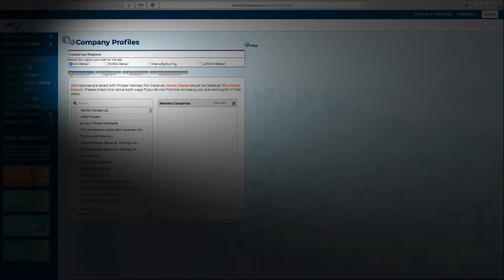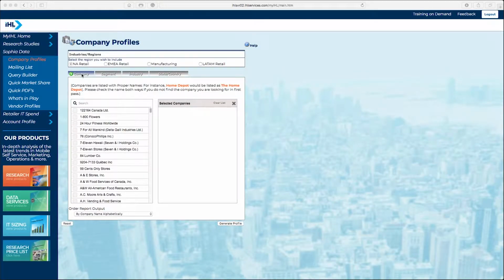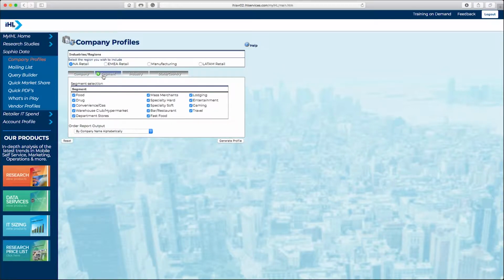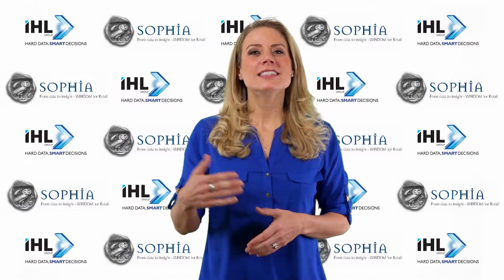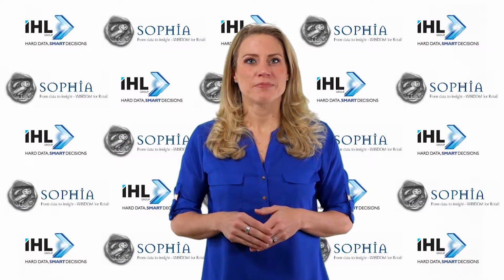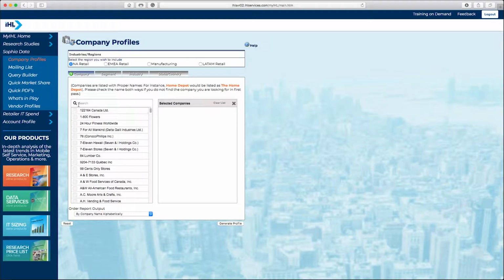Next, you will see the 4 different ways you can pull up profiles on a company. You can search by company, by segment, by industry, or the state or country where the retailer is headquartered. Let's start by searching for company name. Click in the search box next to the spyglass insignia.